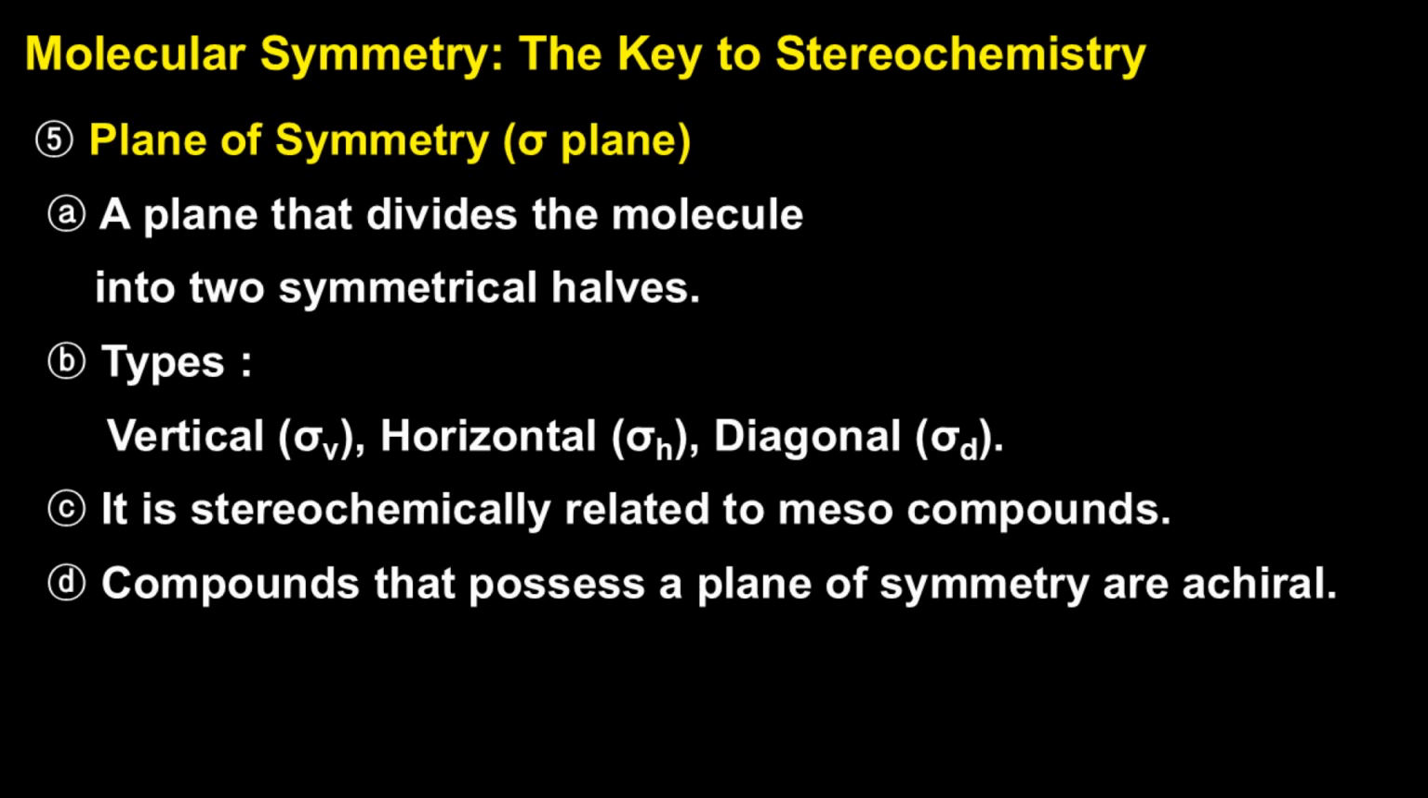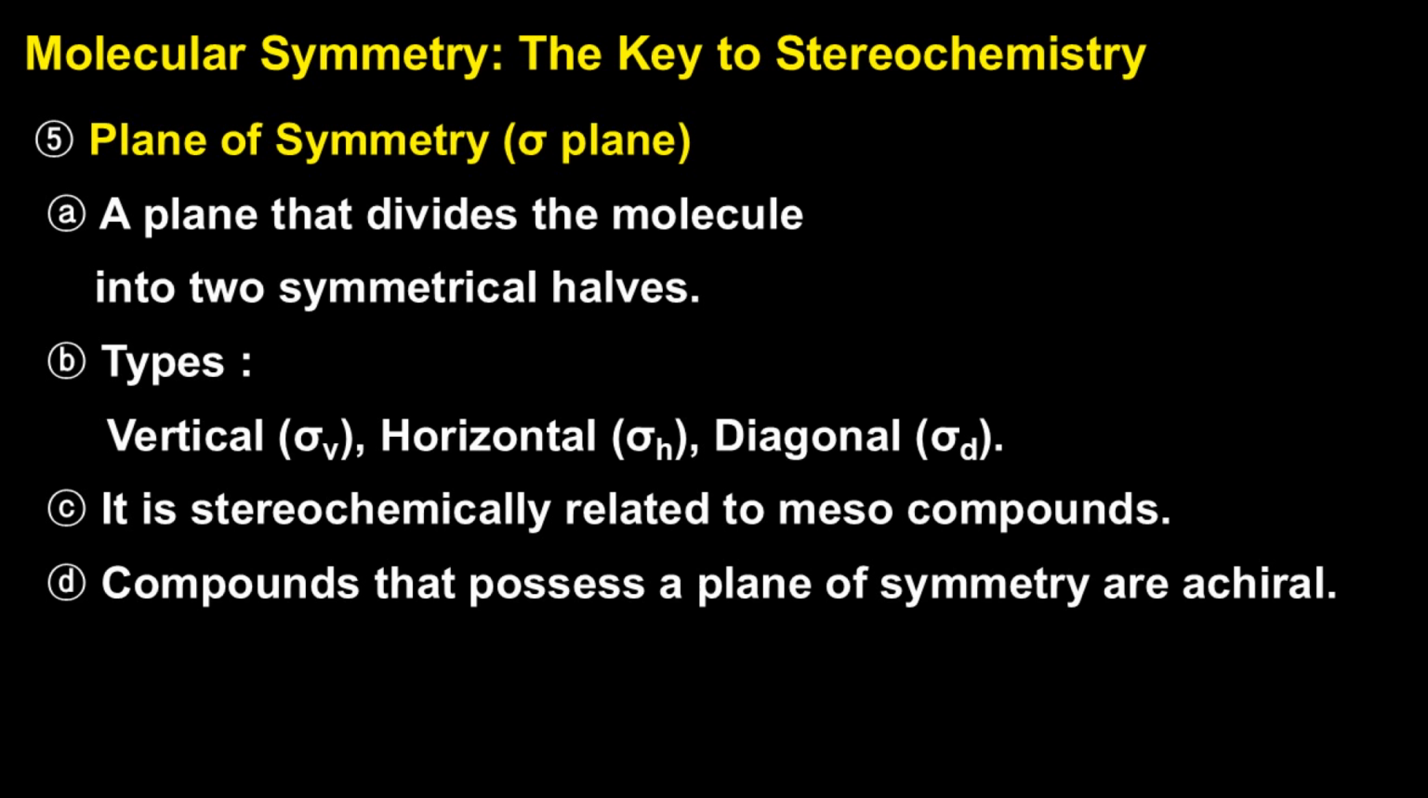There are 3 main types of symmetry planes. First, we've got the vertical plane, or sigma V. This one aligns with the main rotational axis and divides the molecule symmetrically. Next is the horizontal plane, or sigma H. It's perpendicular to the rotational axis, splitting the molecule into top and bottom halves. And finally, there's the diagonal plane, or sigma D, also called a dihedral plane. It cuts through the angles between symmetry axes.